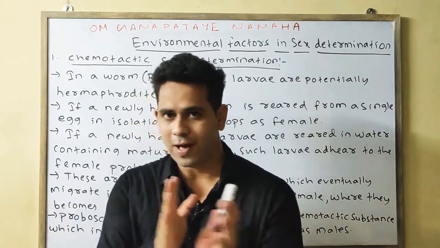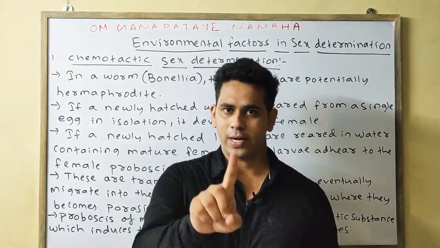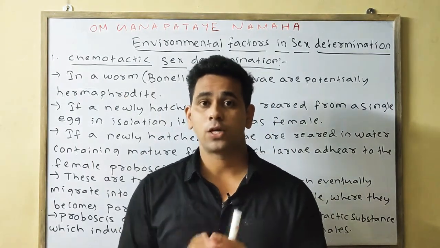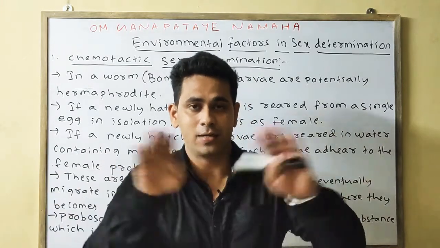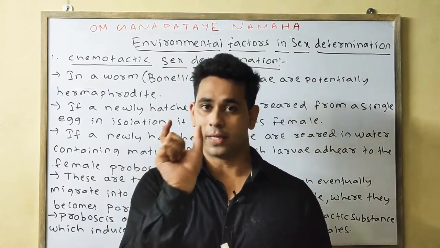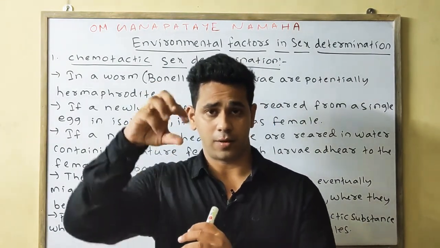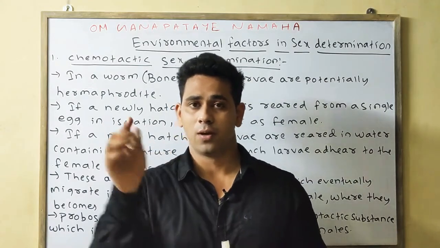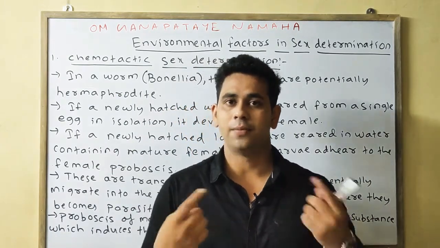If the larva develops far from the mature female, in isolation, then it will develop into a female, which is quite larger than the male. But the proboscis of the female secretes a chemotactic substance which attracts the larva, helping it adhere to the proboscis, which eventually develops that larva into a male Bonellia. The male then passes through the reproductive tract of the female into the uterus, where it becomes parasitic in nature.